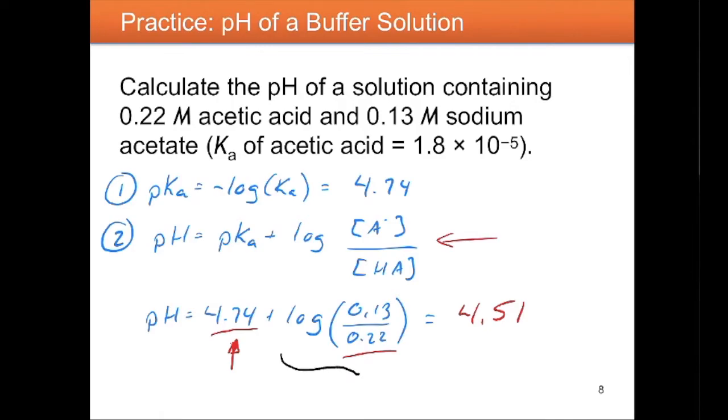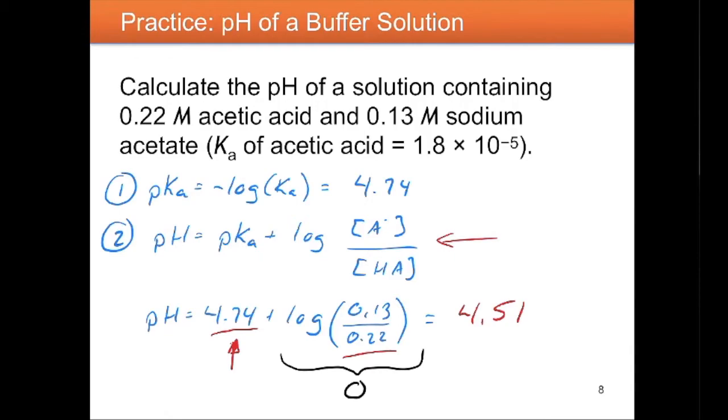What would this part of the equation be if we had equal concentrations of acid and base? If they were, say, both 0.13 molar? Well, it turns out that would end up being 0, right? The log of 1 is 0. So if we had equal concentrations, the pH would equal the pKa. You can think of the pKa as kind of the starting point for where the pH will be. It is going to be somewhere around the pKa if it's a buffer.